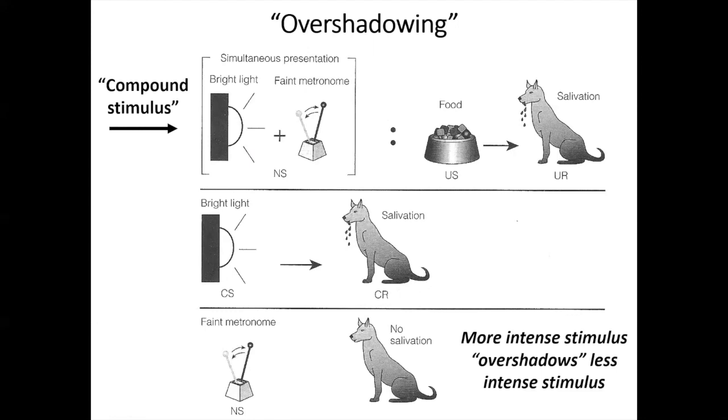In other words, the dogs did seem to learn an association between the bright light and the food, but they didn't seem to learn an association between the faint noise and the food. So again, we call that overshadowing, and it happens in people too.